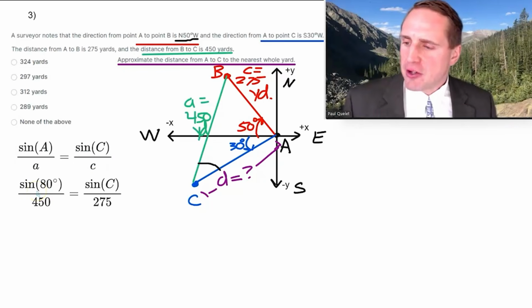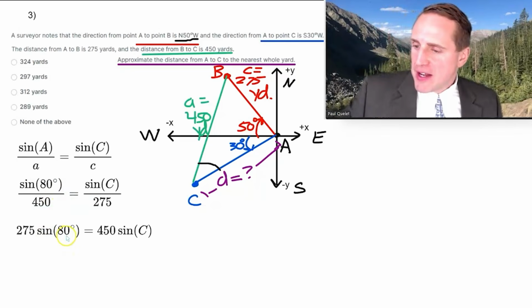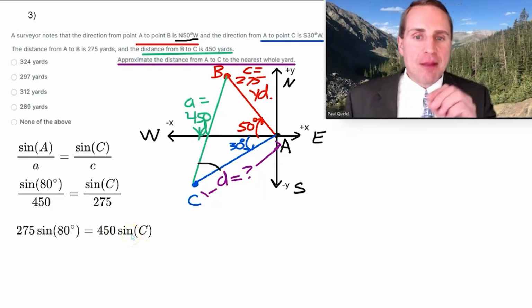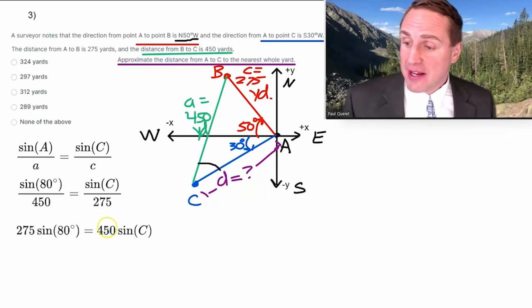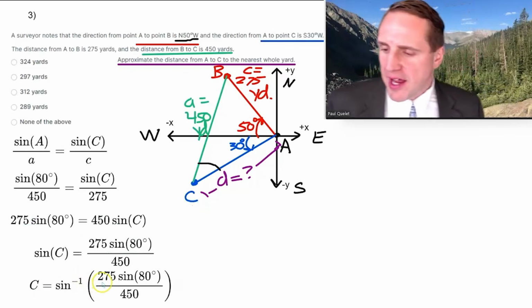So we can put the numbers in to start finding angle C. Okay, so we got sine 80 degrees, because that's 50 degrees plus 30 degrees, over 450 is equal to sine of the unknown angle C over 275 yards. Okay, so let's cross multiply. So we have 275 sine of 80 degrees equals 450 sine of angle C. Now we have to divide by 450 and then take the inverse sine of both sides to find this angle. So there's a dividing by 450. Let's take the inverse sine of both sides. Okay, so there's the inverse sine calculation.